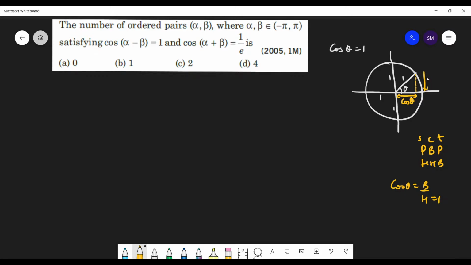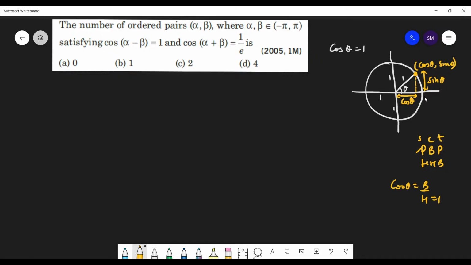And what about this perpendicular? Similarly, sine theta is equal to perpendicular upon hypotenuse. So the perpendicular is equal to sine theta because the hypotenuse is 1. So what are the coordinates of this point? X, Y. So x is cos theta, y is sine theta. Very good.